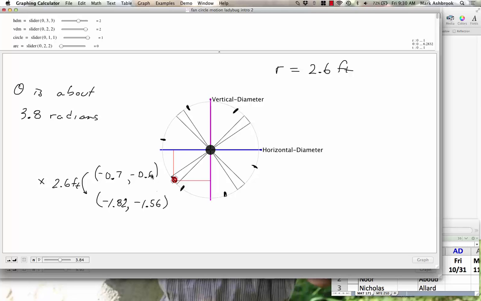So that's in feet. And this is in fraction of a radius.